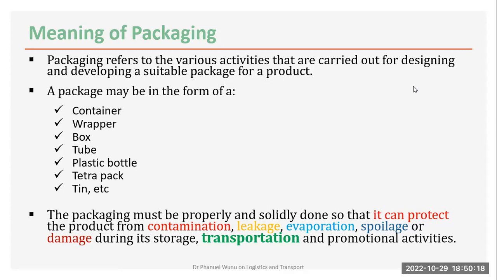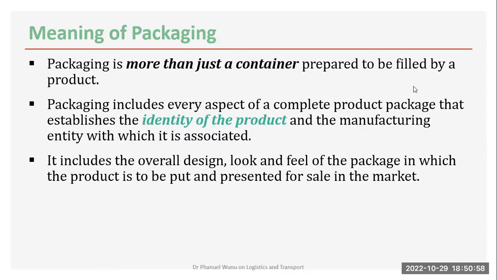A package may be in the form of a container, wrapper, box, tube, plastic bottle, Tetra Pak, tin, or any other form. Packaging must be properly and solidly done so that it can protect the product from contamination, from leakage, from evaporation, from spoilage, or from damage, or any other thing that can harm the safety of the product when it is in transit, when we are transporting it, when it is being stored, or when it's being used in promotional activities. All these are the reasons why we need packaging.